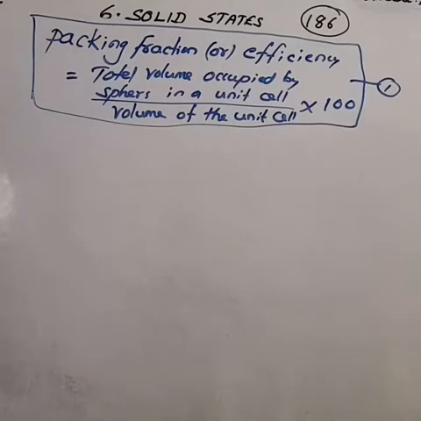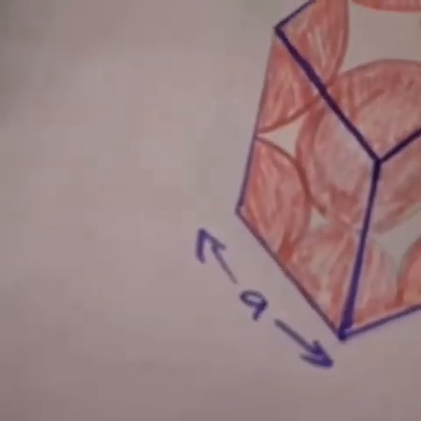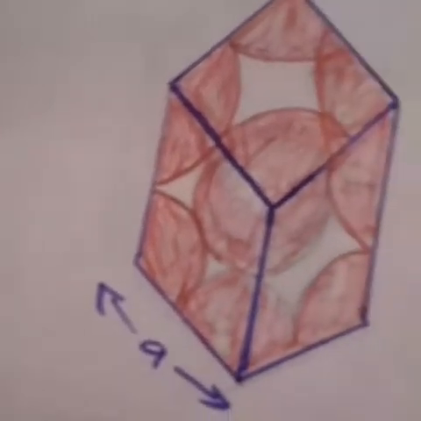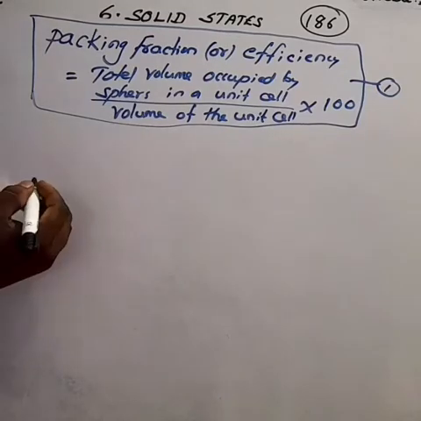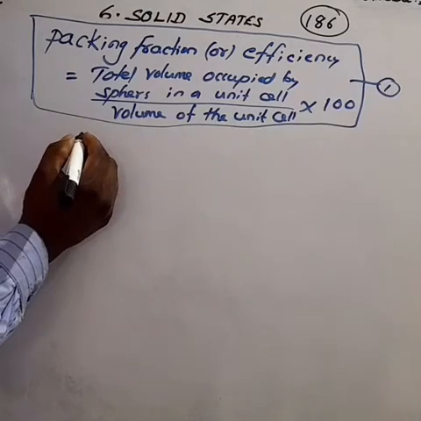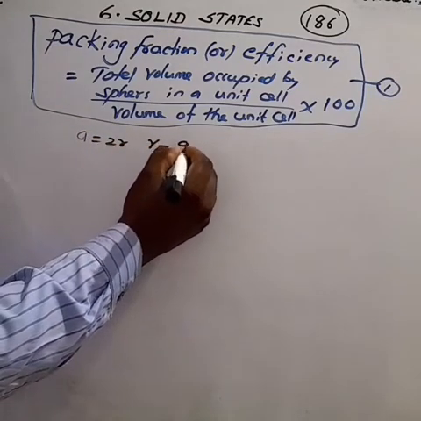Let us consider the cube with an edge length a. Volume of the cube with edge length a is equal to length into breadth into height. All of you know that one. That is a into a into a, which is a cube. R is the radius of the sphere. So, a is equal to 2r, and r is equal to a by 2.